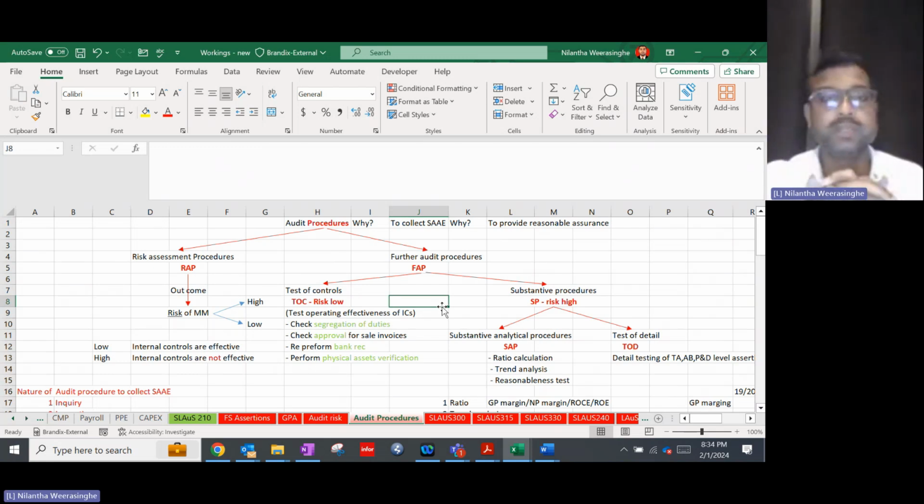Now, all audit procedures, this is a powerful message I am delivering to you, right? All the audit procedures in this audit universe can be divided into two procedures. Only two procedures. One is risk assessment procedure, the other one is further audit procedures. Audit procedures are of two types: risk assessment procedure and further audit procedure.